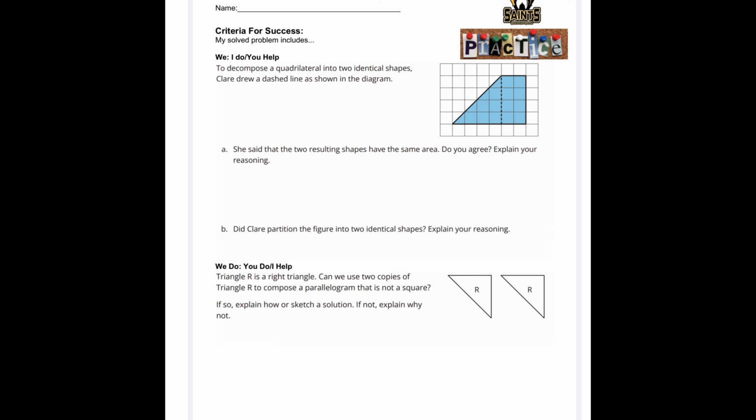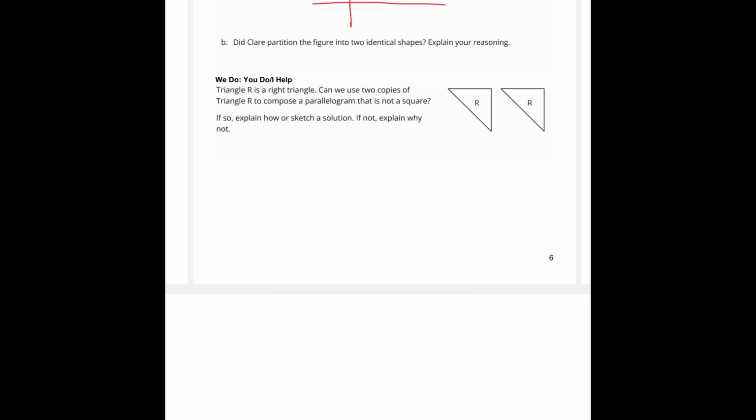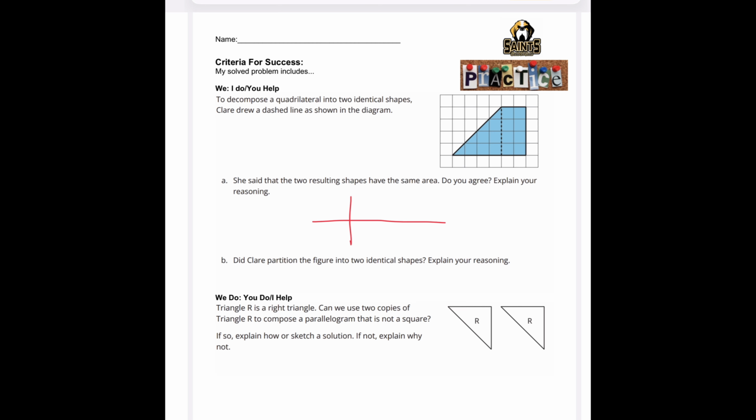Okay, so this one says to decompose a quadrilateral into two identical shapes, Claire drew a dashed line as shown in the diagram. Let's go ahead and actually do ourselves a little 4-box here. Okay, on question A, it says she said the two resulting shapes have the same area. Do you agree? Explain your reasoning. Okay, so we're going to say yes or no, I agree or disagree because, and then I'm going to explain that, right? Okay, I'm not going to do a model because I'm just going to use the one that's above and I'm going to just scribble on top of it.